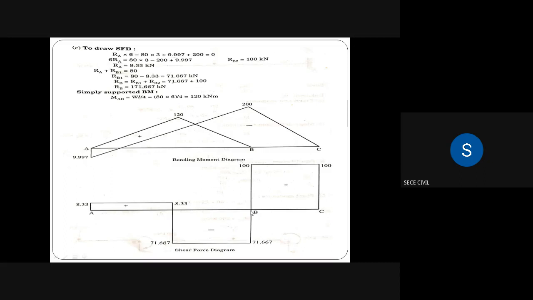And at point B, we are having reaction forces RB1 and RB2. First, we have to consider RB1. So RB1 value is 71.67. So minus 71.67 plus 71.67, so 0. And similarly, we are having RB2 also. So RB2 value is upward 100 kilonewton. So plus 100. Okay, so it goes horizontally. And at point C, we are having a downward force of 100 kilonewton. So it comes to 0 again. So this is the shear force diagram and bending moment diagram.